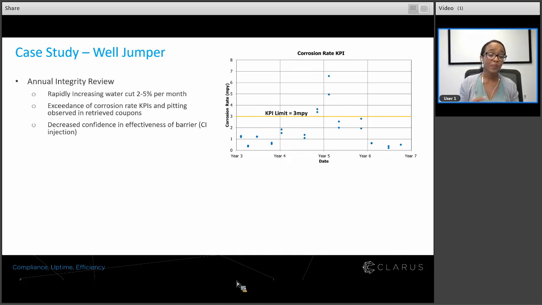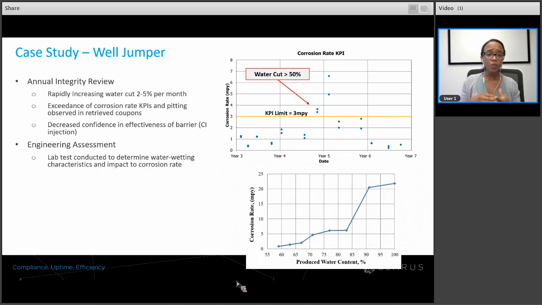We also observed pitting in some of the coupons. Therefore, that elevated the risk level and we had a lower sense of confidence in the effectiveness of the barrier that had been implemented, which was CI injection.